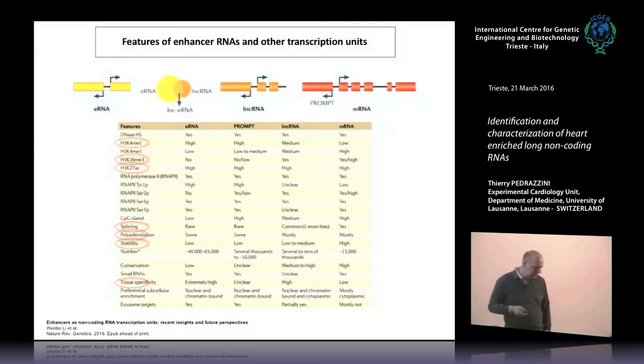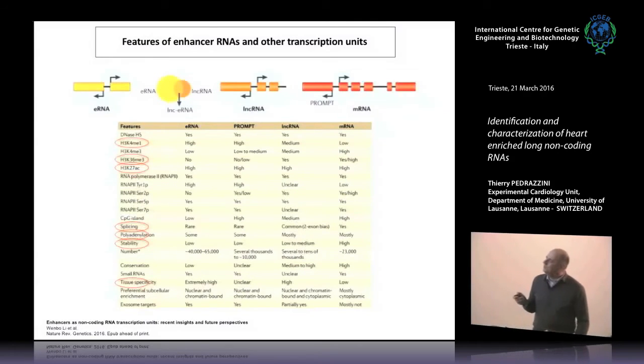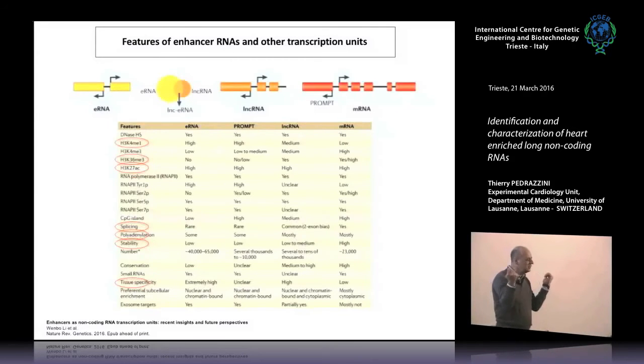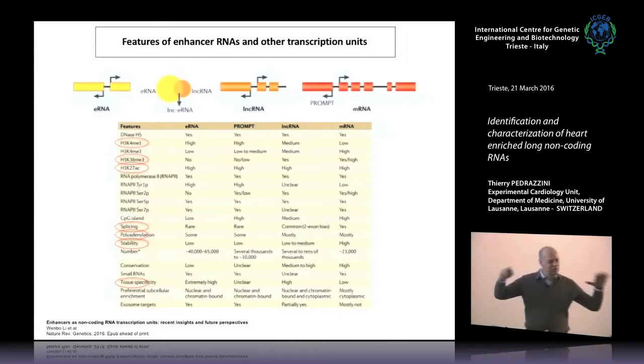So this is taken from the same review that I've just mentioned, and I think I like this classification. So this is eRNA, the eRNA world, where transcripts are generated bidirectionally from an enhancer sequence. This is, let's say, the benchmark situation.